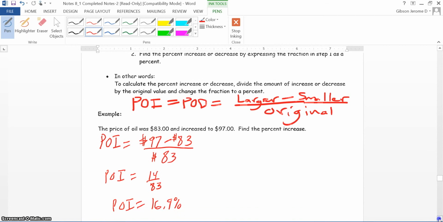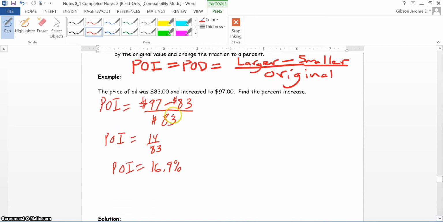Now, 97 minus 83 is 14 over 83. As I should put these dollar signs here. 14 divided by 83, when you put it in your calculator, will give you approximately 16.9%. That is your percent of increase.